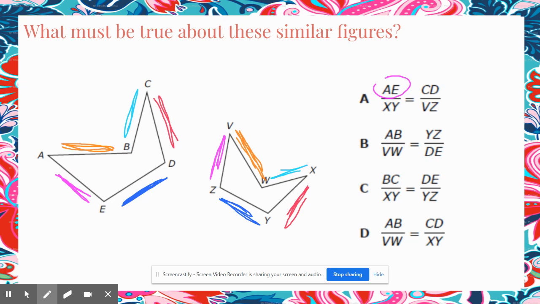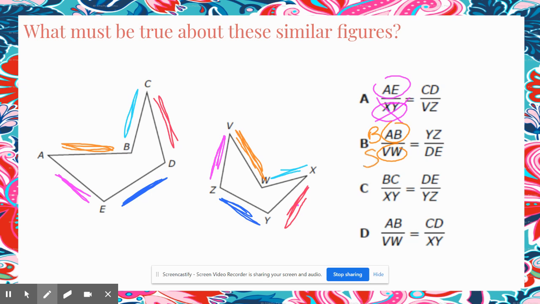So I'm going to look at XY. Is that purple? XY is here, which is no, that's red. So that didn't work. AB, so I'm looking for AB, which is orange. Does that match up to VW? Yes, it does. So I'm looking at the larger figure, comparing it to the smaller figure.